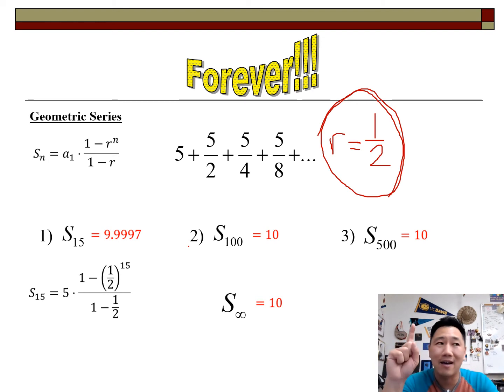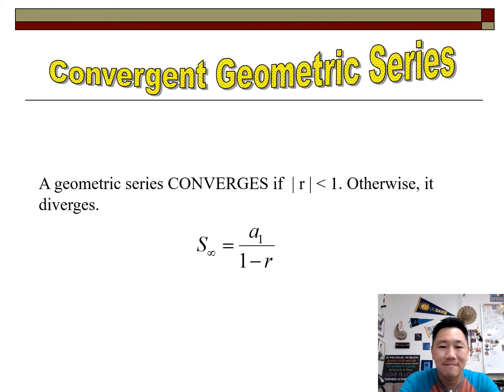And it's not just half. Even if I said walk 1/3 of the way to the door, or 5/6 of the way to the door, you're never going to get to the door. And here's the theorem that states that. The convergent geometric series theorem.